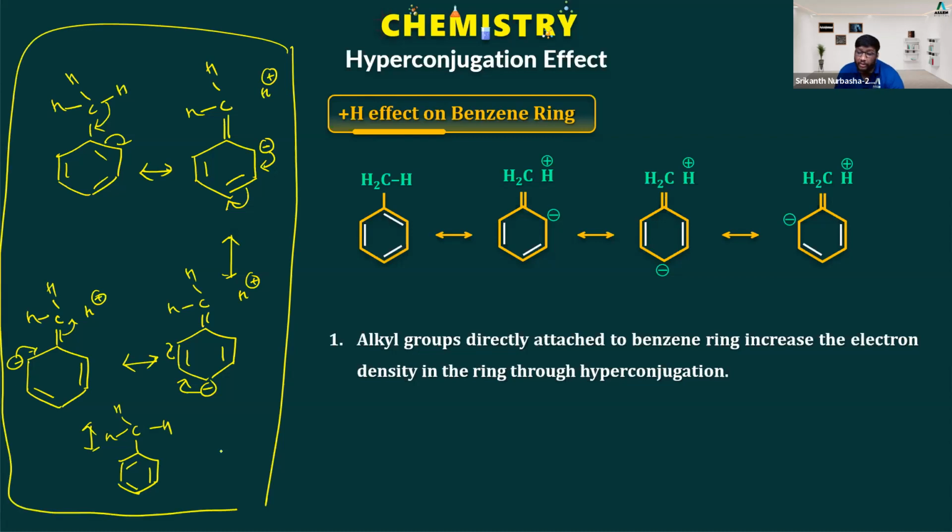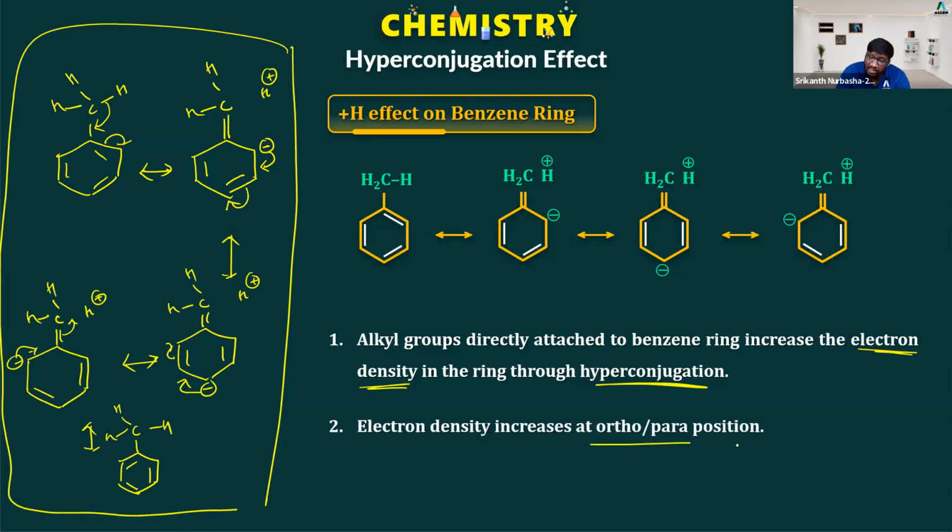For toluene, you cannot only say that CH3 is an electron donating group by inductive effect; it also has a hyperconjugative effect. And where is the hyperconjugative effect operative? It is operative at ortho and para positions only, similar to your mesomeric effect. Hyperconjugation is also operative at ortho and para. Alkyl groups directly attached to the benzene ring increase the electron density in the ring through hyperconjugation. Electron density increases at ortho and para.